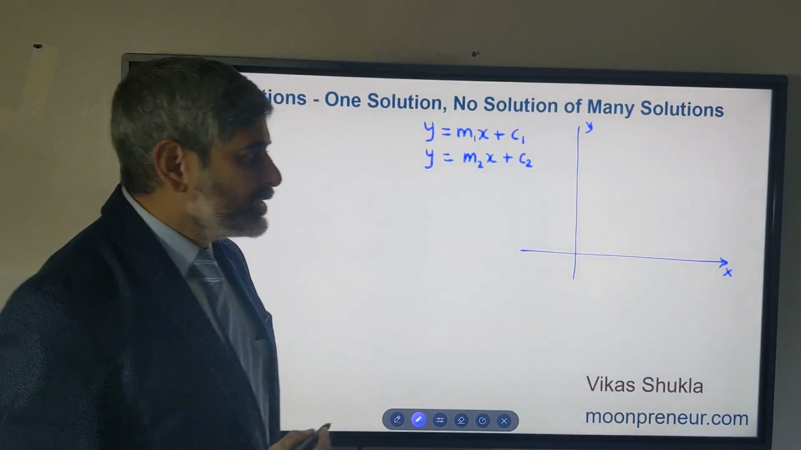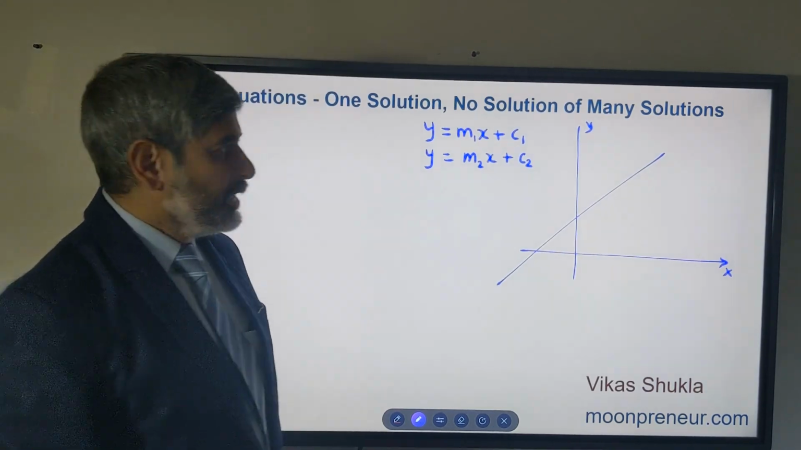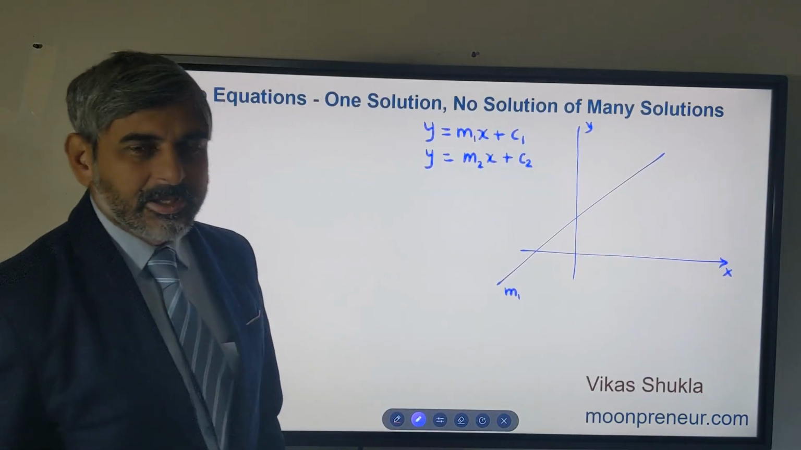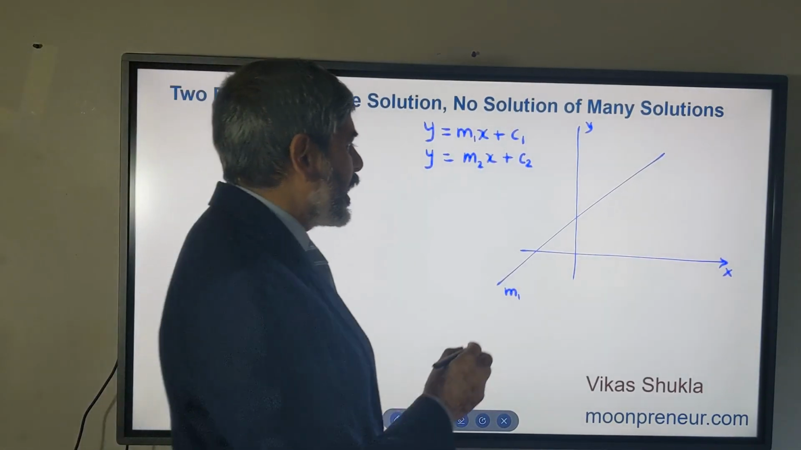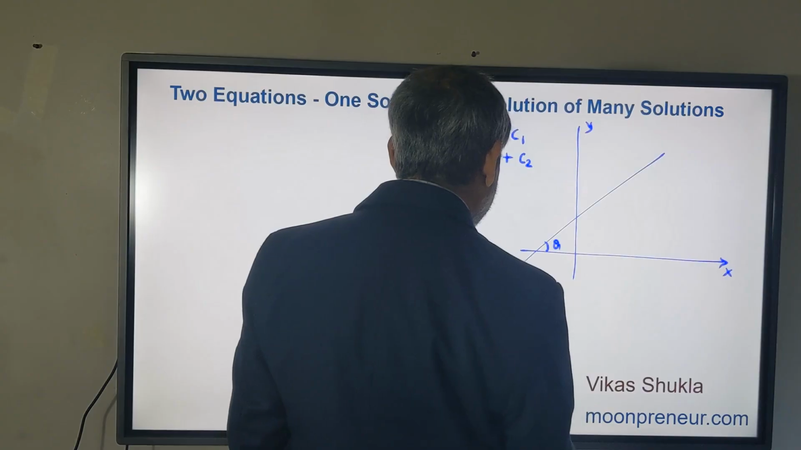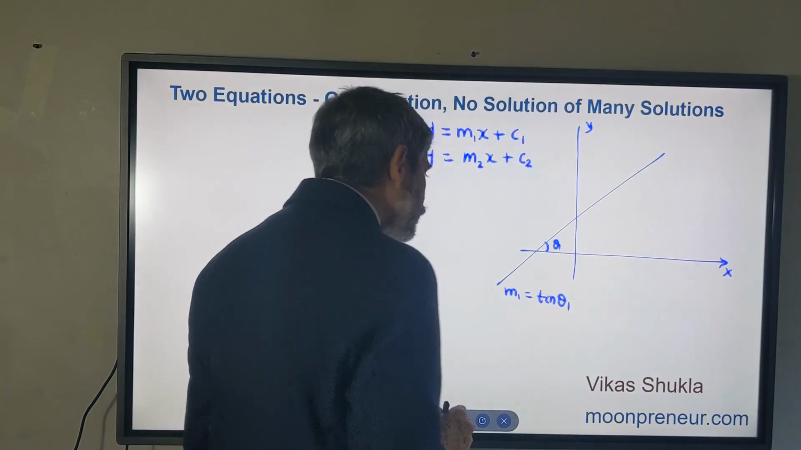Let's take the first equation and let's assume that this line is like this. The gradient of this line, m1, defines how much it's inclined to the x-axis, and let's say it's inclined to the x-axis at theta 1, and m1 is equal to tan theta 1.